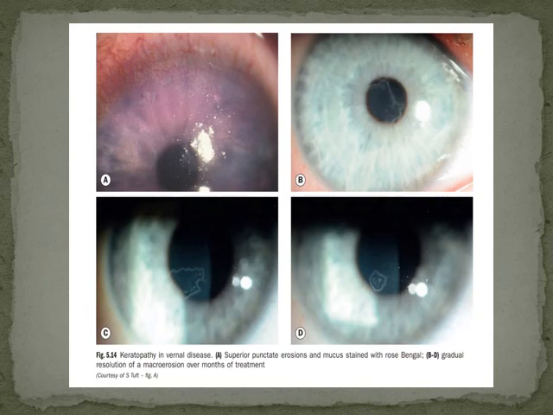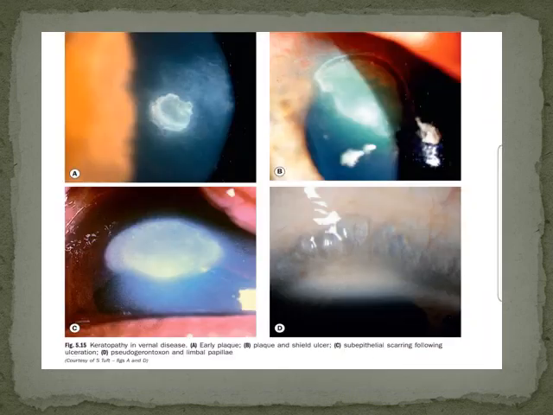If there is presence of severe shield ulcers, as we can see in this image, in such cases debridement, superficial keratectomy, excimer laser or phototherapeutic keratectomy, as well as amniotic membrane transplantation can be done to enhance the reepithelialization. So this is how the shield ulcer looks.